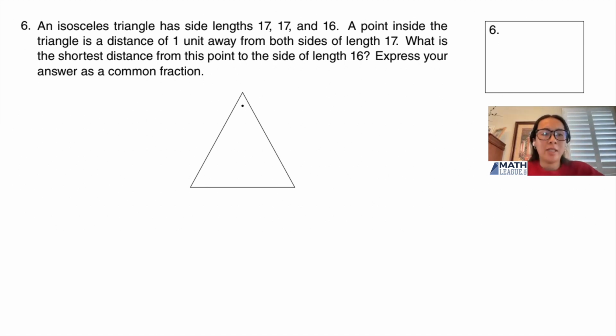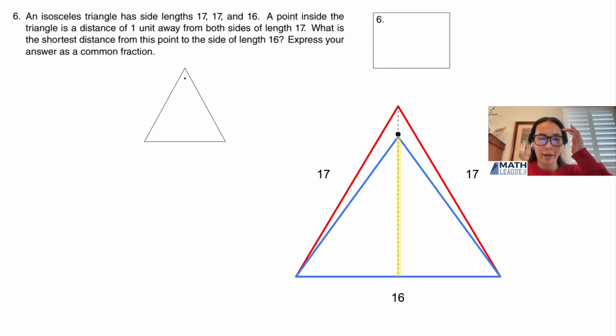Everybody, we're going to be talking about target number 6 from today's test. Target number 6 is about an isosceles triangle that has side lengths 17, 17, and 16, and a point inside the triangle is a distance of 1 unit away from both of our longer sides of length 17. We're trying to find the shortest distance from the point to the side length of 16, which is the base of our triangle, and we're going to be expressing our answer as a common fraction.